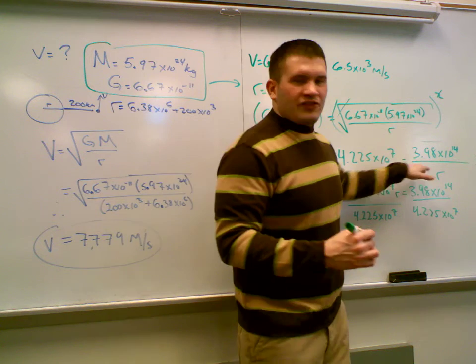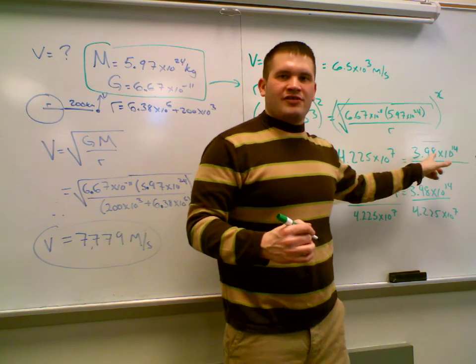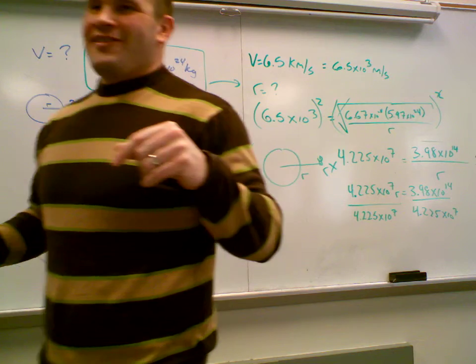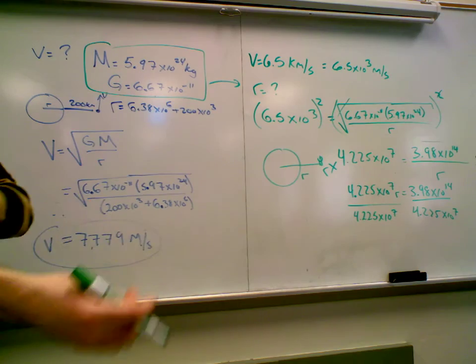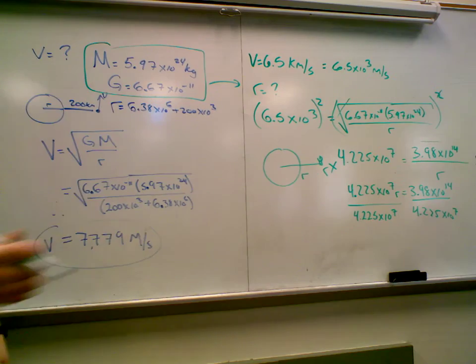I have to get the r off the bottom. You can't just multiply these together. That's not algebra. I'm sorry, that's illegal. I'm trying to understand why that is not right. Why would that not work?